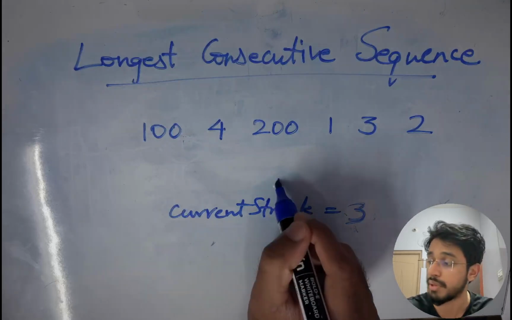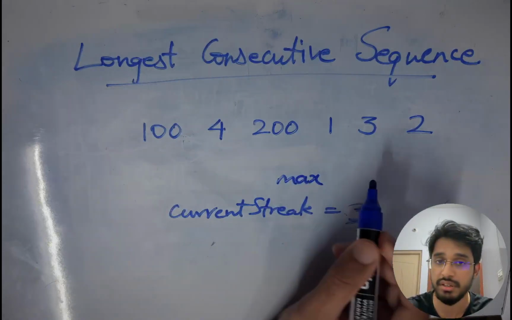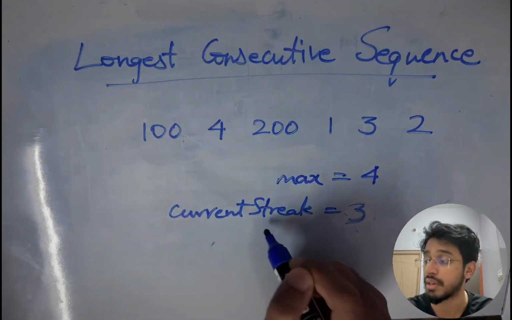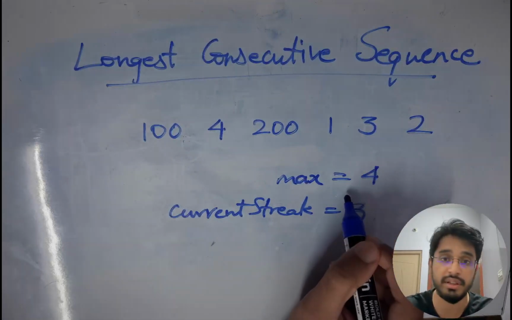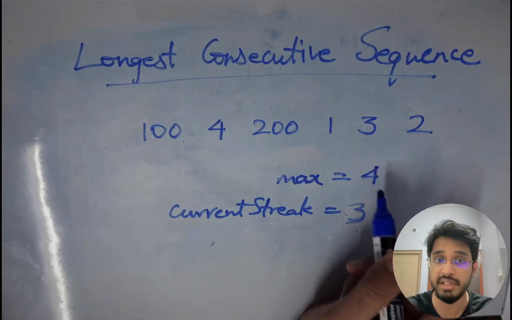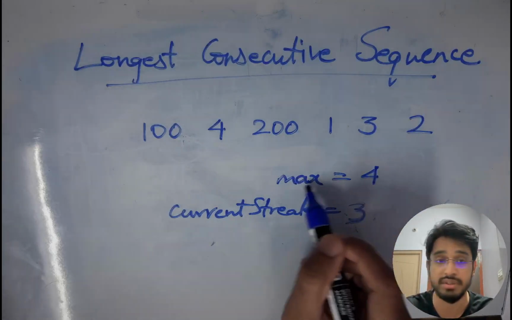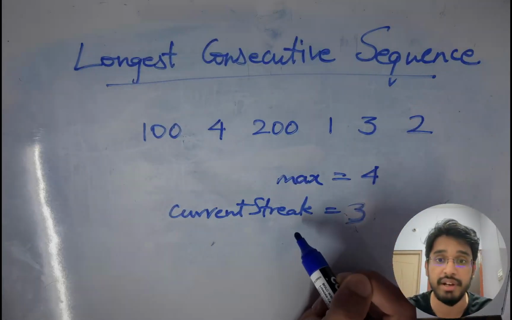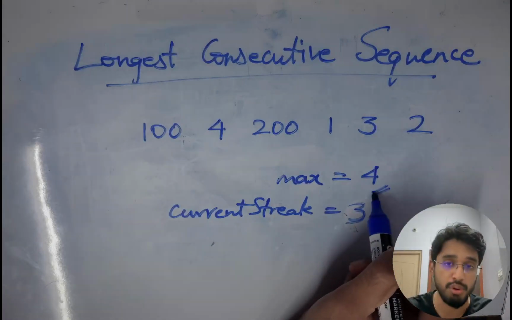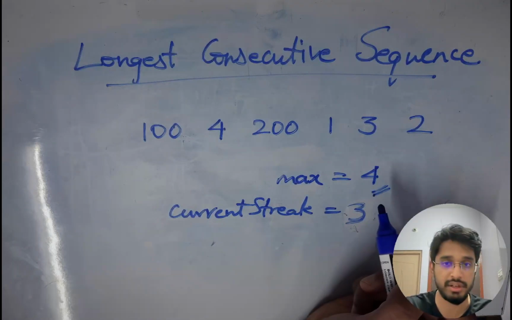So we also need to keep track of a max streak variable. Previously it was 4. So we need to compare the current streak, if it is greater than the max streak. Otherwise we just don't do anything. If it is greater than max, then we update the value of max to be the current streak value. This is the value which we need to return at the end of our program. Okay, so now let us see another example.